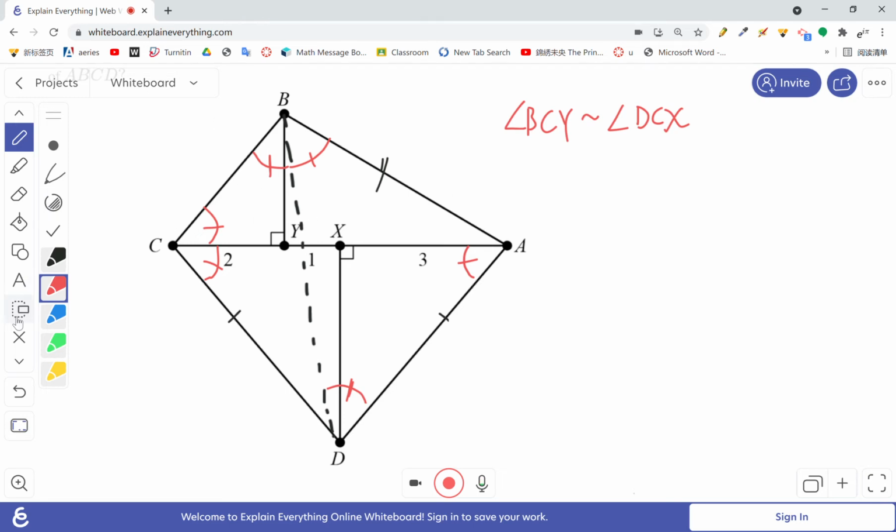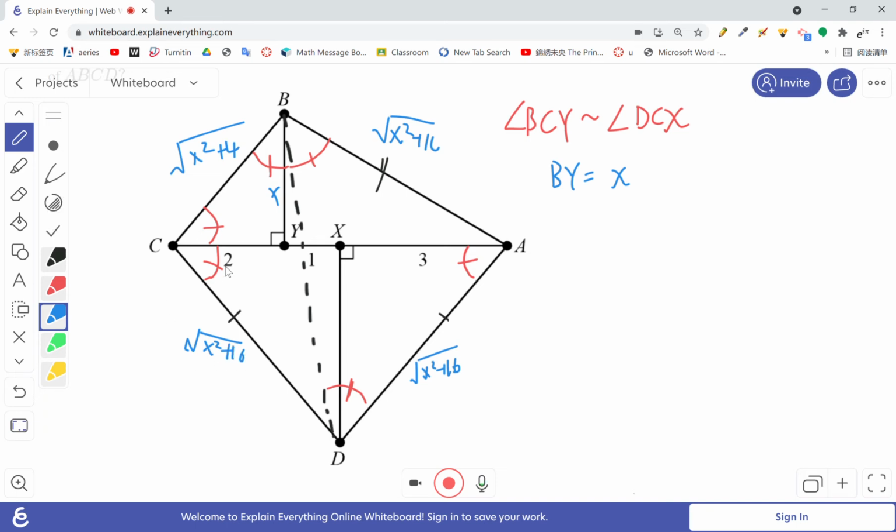Now let BY be equal to x. If this is x, and this is 2, then this is the square root of x squared plus 4. Even though this is kind of extraneous, we just want to find this side. Well, this side is clearly the square root of x squared plus 16. And this is the same thing, still the square root of x squared plus 16, since they're the same side.